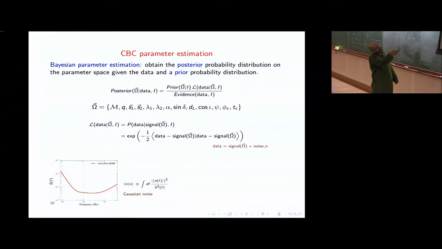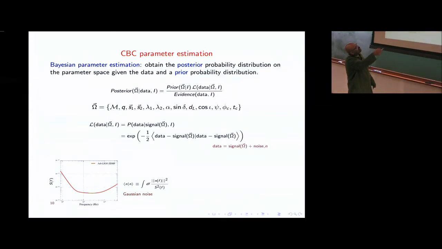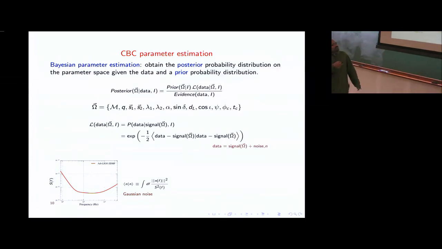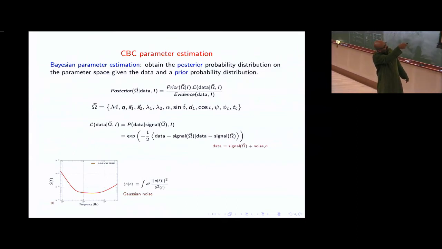And you can define very similarly a posterior distribution for these gravitational wave parameters given data, and that's the prior on these parameters times the likelihood of the data given these parameters, and the evidence is not really very important for us. This likelihood of data given gravitational wave parameters is what's written out here.